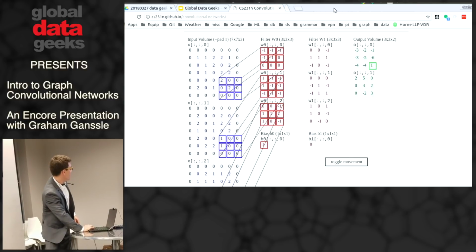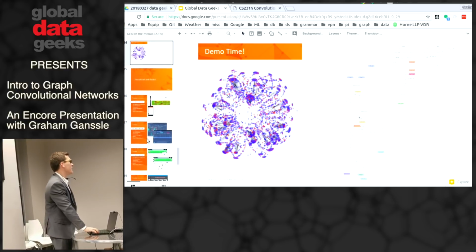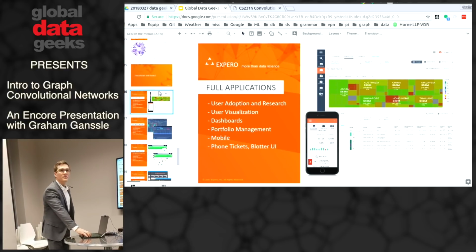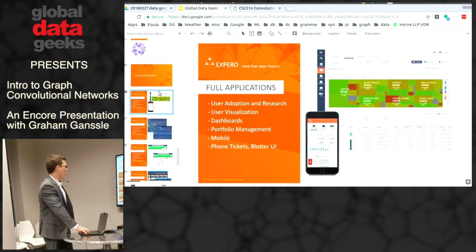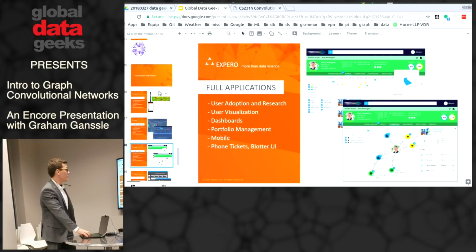All right, so that's it. We have all these examples of the things that Expero does with graph. So this is financial analysis. We build all this stuff, from the analytics packages to the graph database, the UI, everything. We do the whole stack.